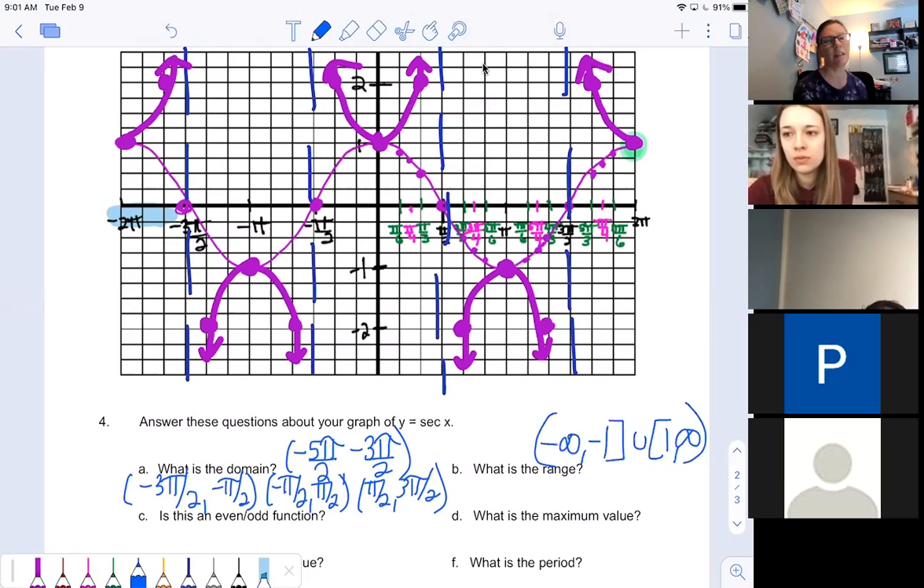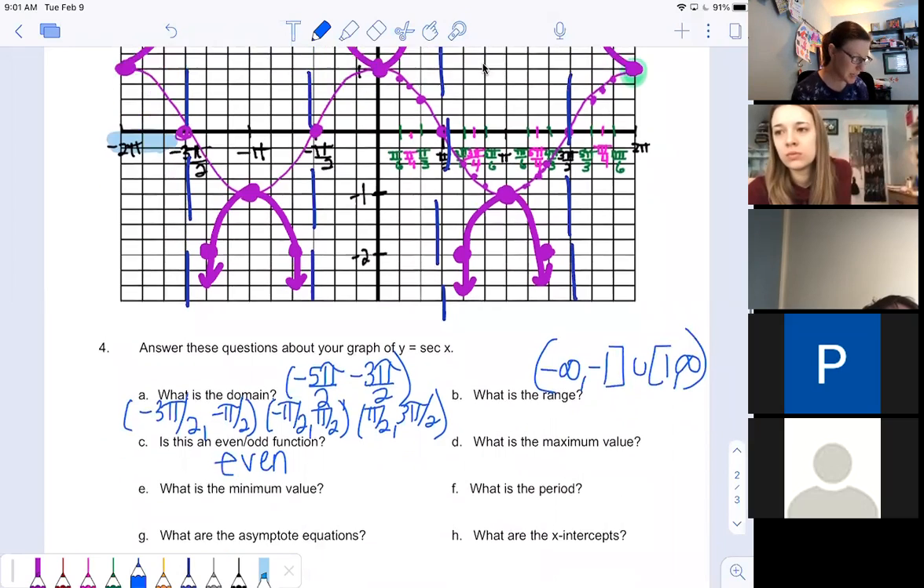Even or odd. So remember, even functions have y-axis symmetry, odd functions have origin symmetry. Well, if the cosine was even, and this is created from a cosine graph, then the secant is also even. And if you look, the y-axis cuts the graph directly in half. So I have a reflection across the y-axis. So again, cosine is even, so secant is even.